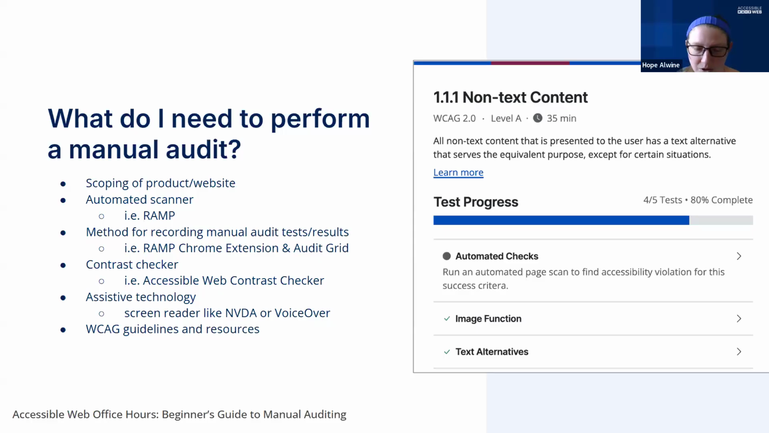You will also need an automated scanner. It is the first stepping stone. A good example of an automated scanner is RAMP, which our Accessible Web platform has for accessibility testing and maintenance. You'll also need a method of recording your manual audit tests and results. With Accessible Web, we have our Chrome extension, which allows you to run through the test for a specific page and record failures as you go. Then you can export those workbooks into your manual audit grid and get a heat map type view of where you're having accessibility barriers on your site.